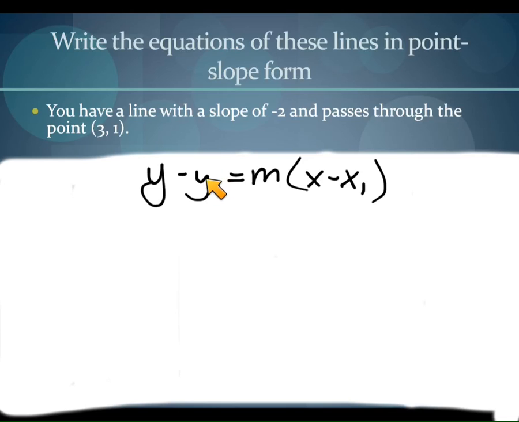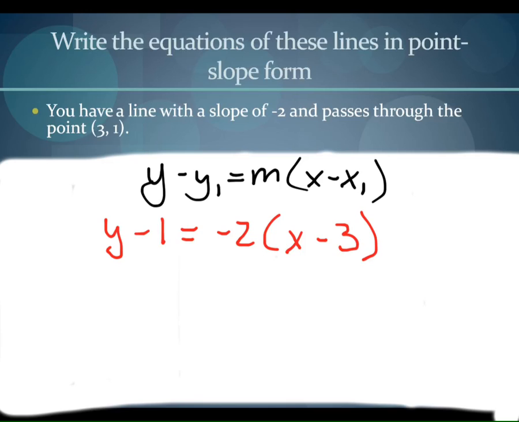So what am I going to plug in for y1 here? Just positive 1. What am I going to plug in for m? -2. -2, that's my slope, good. And what am I going to plug in for x1? 3, right, because that's my point.